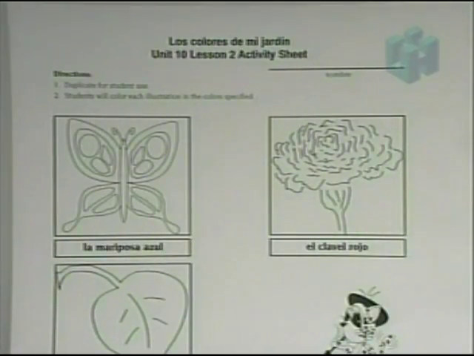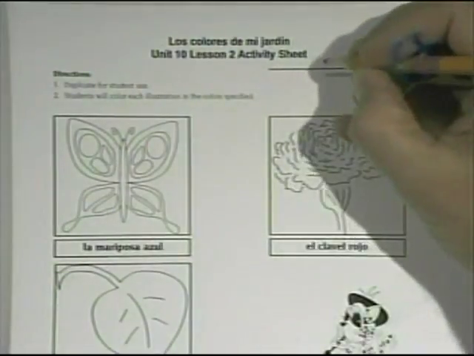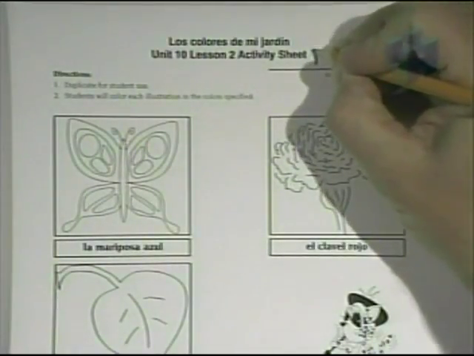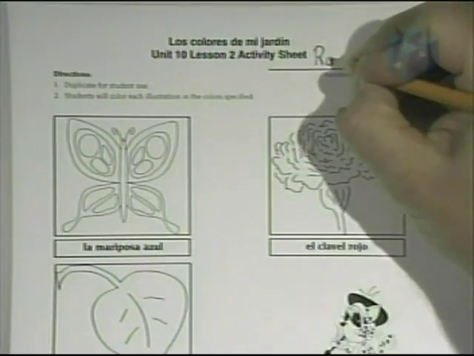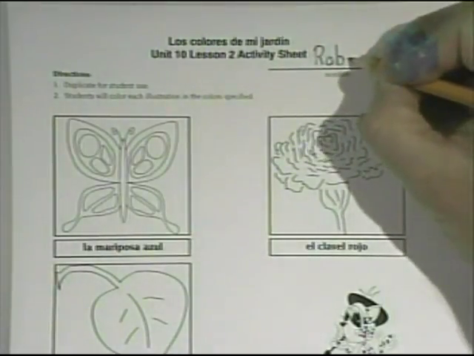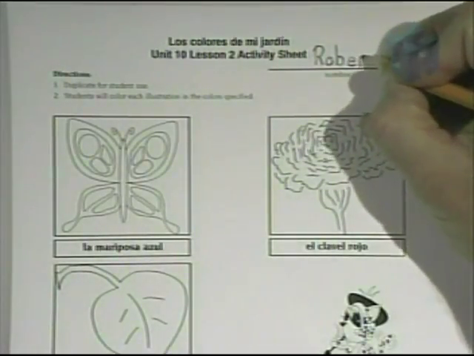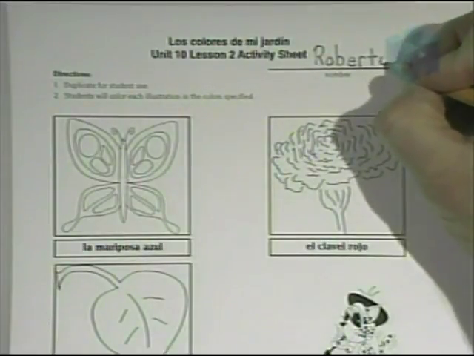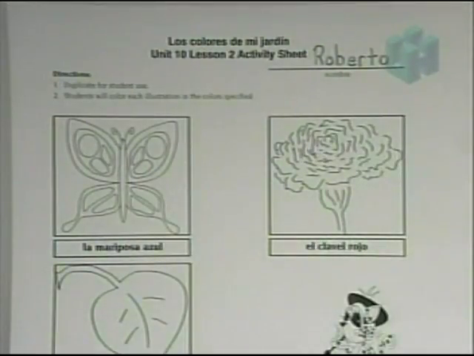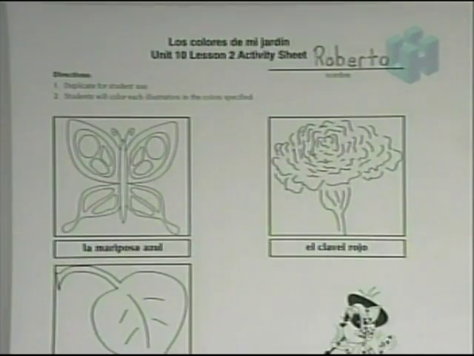Okay, well, let's see if you remember the colors. Go ahead and start off by putting your name up at the top of your paper. Voy a escribir mi nombre. R-O-B-E-R-T-O. Roberto. Now, this one says, color each illustration in the color specified.